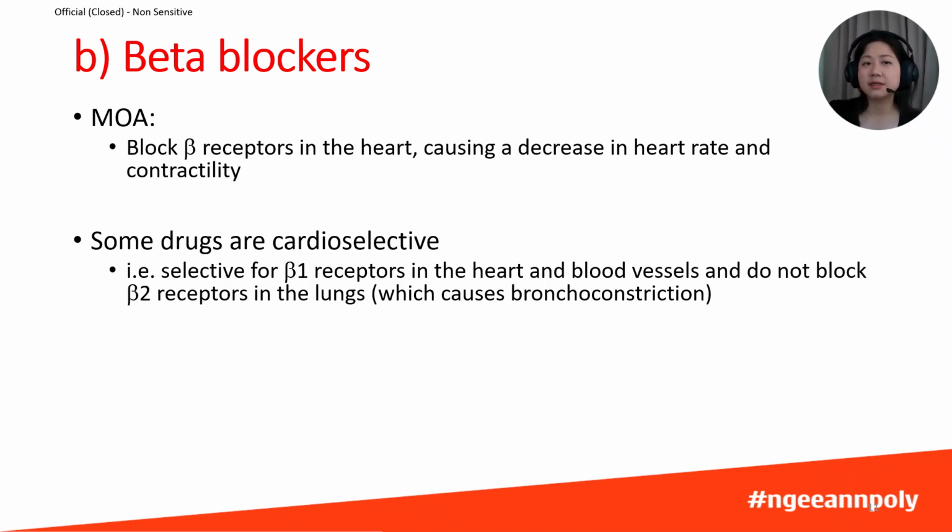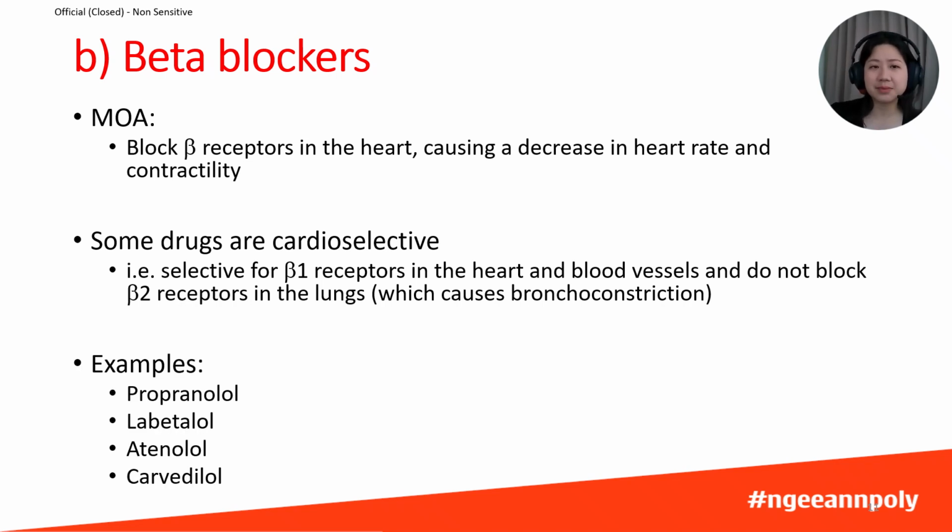The older beta blockers are non-selective, meaning that they block both beta-1 and beta-2 receptors. Remember, beta-1 receptors are found in the heart and beta-2 receptors are found in the lungs. The newer beta blockers are more cardioselective in that they are relatively selective for beta-1 receptors. Cardioselective drugs have the advantage of lesser side effects since they do not block the beta-2 receptors in the lungs, which would then result in bronchoconstriction. Some examples of beta blockers are propranolol, labetalol, atenolol, and carvedilol.